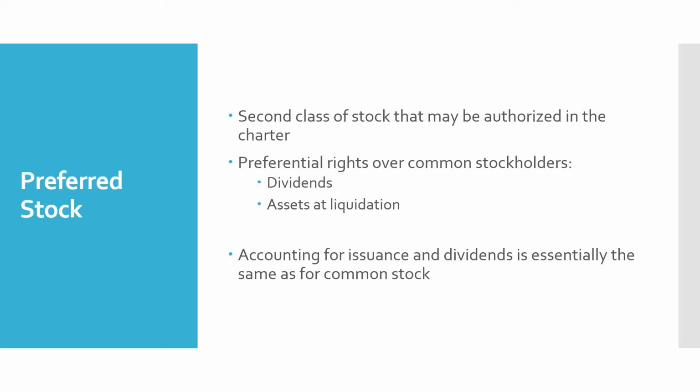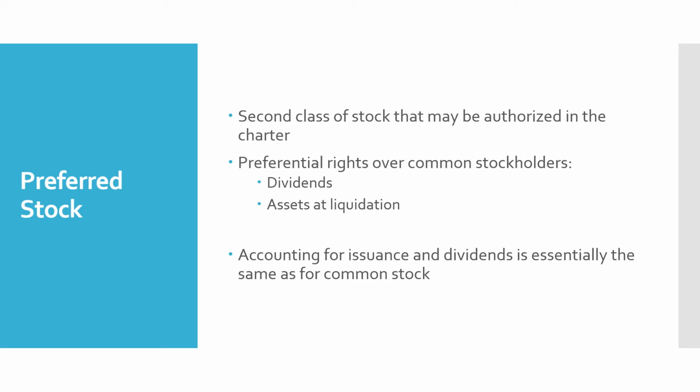So preferred stock is called that because it has two preferential rights over the common stockholders. One of those is dividends, the second one is assets at liquidation. So we're going to see that a preferential right to dividends means that the preferred shareholders have to receive their dividend before the common stockholders receive any dividends.